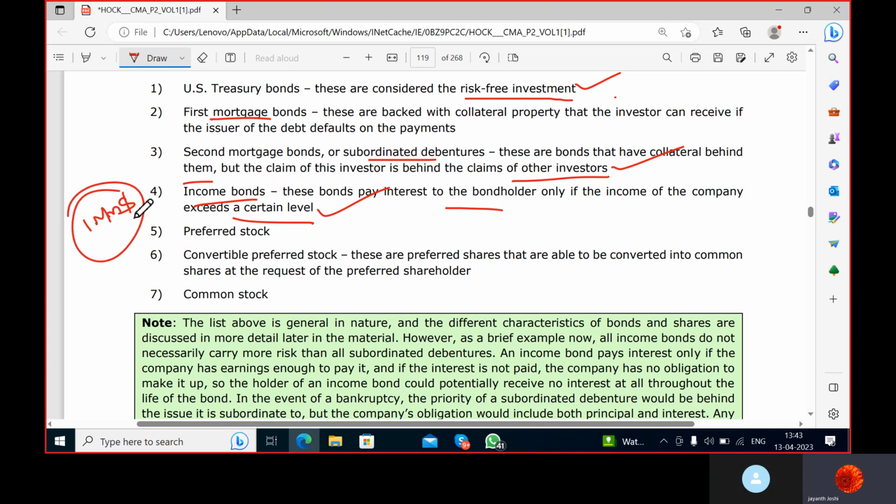Preferred stock is nothing but shares which have preferential rights. That means they will get the dividend before the equity shareholders, and they'll get fixed dividends.